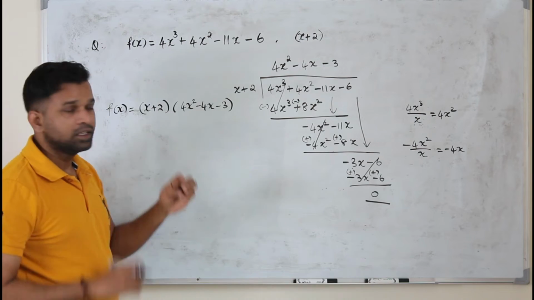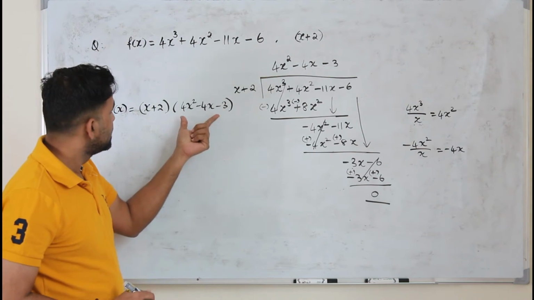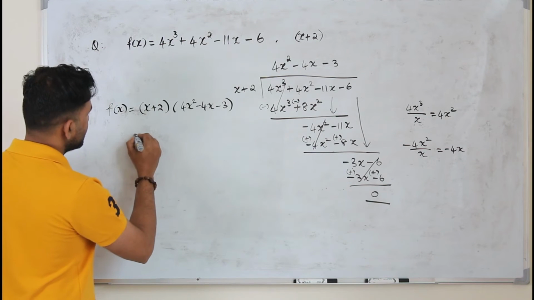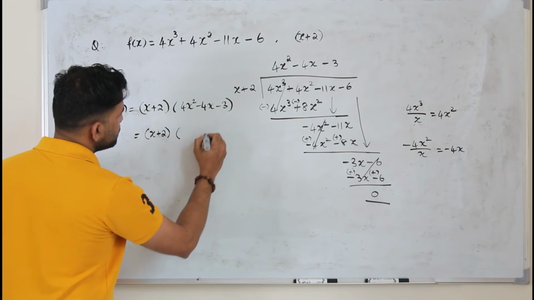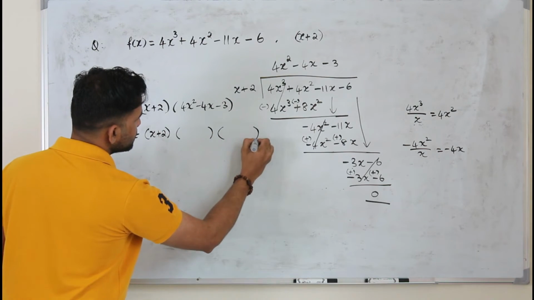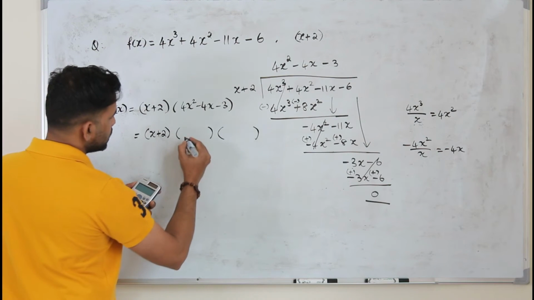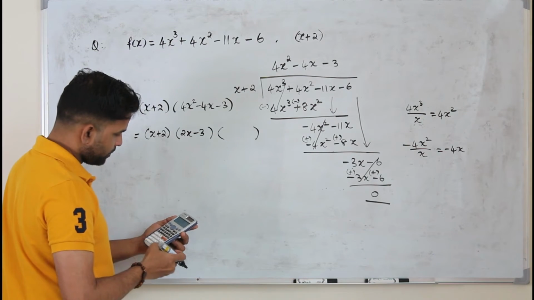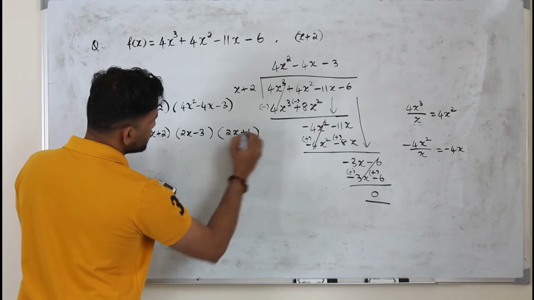Now they want you to factorize the function completely. That means this quadratic function has to be factorized again. So x plus 2. I'm going to use my calculator to find the 2 factors of this quadratic function. One is 3 over 2, so it's 2x minus 3. Another one is minus half, so it's 2x plus 1.